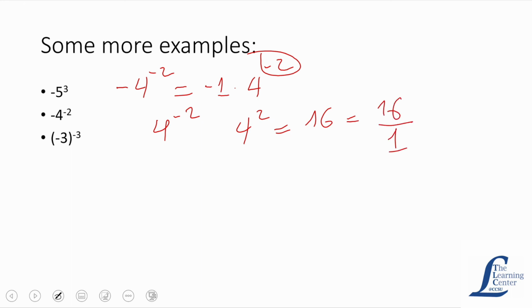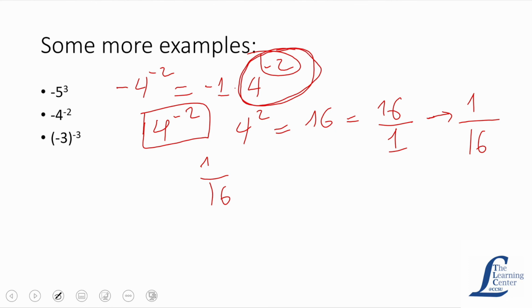The reciprocal of 16 over 1 is 1 over 16. This 4 to the negative 2 is going to be 1 over 16. So then we multiply it with negative 1. So 1 over 16 times negative 1 is negative 1 over 16.